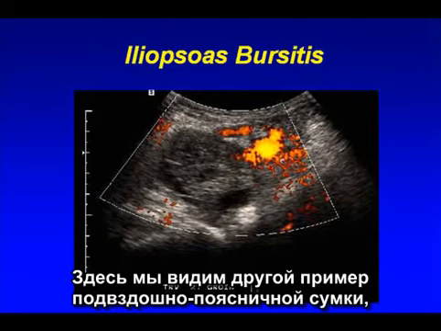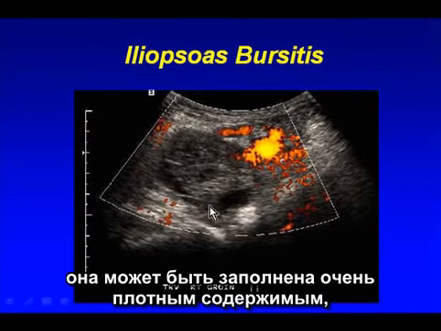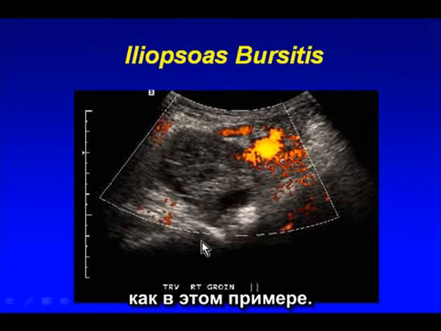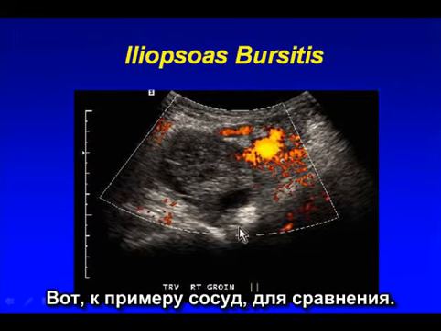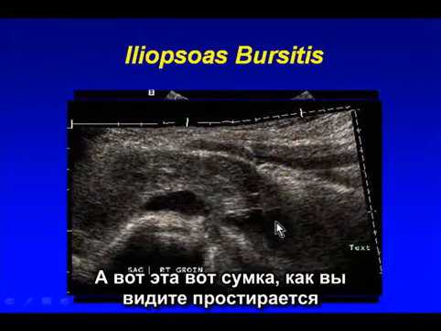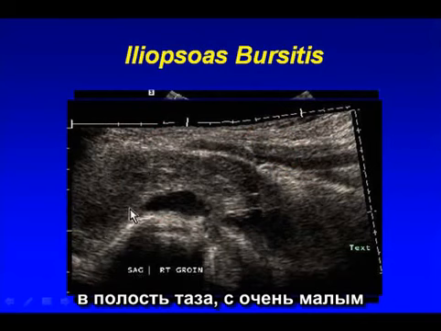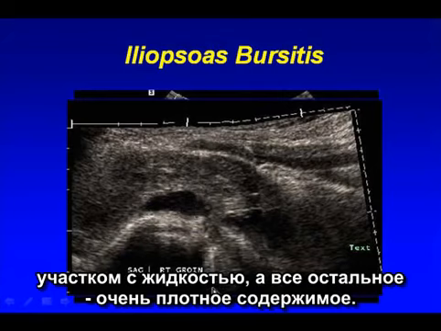Here's another example of an iliopsoas bursa. They can be filled with very thick material, such as in this case. Again, here are the vessels for comparison. And this particular bursa you can see extending up into the true pelvis with only a small amount actually fluid, the rest of it being very thick debris.